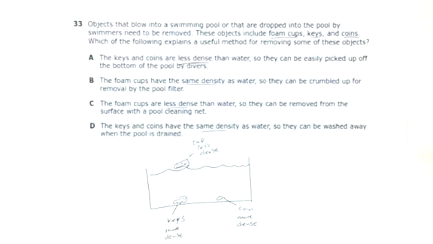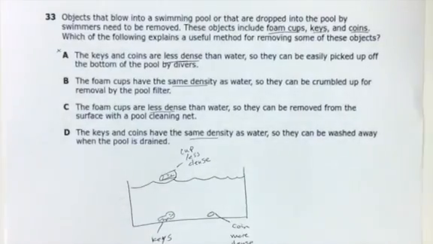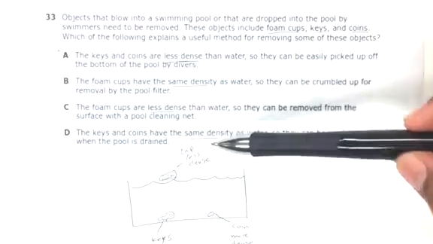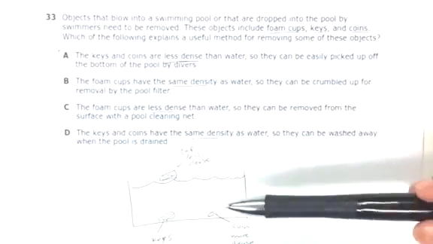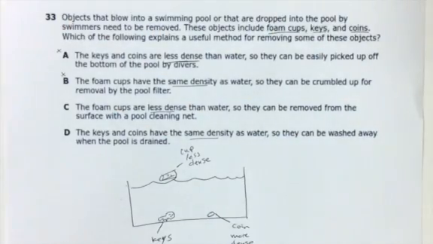Letter A is incorrect because it states that the keys and the coins are less dense. Less dense means they would both be floating. Letter B states that the cup has the same density of water, which means to be floating about in the middle. So letter B cannot be correct because we know that it is less dense and floats on top.